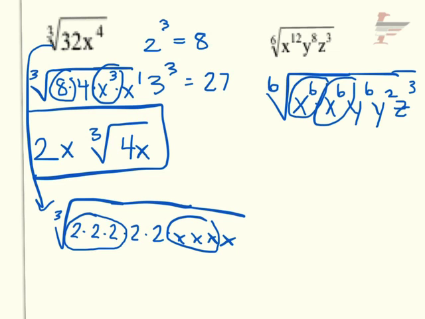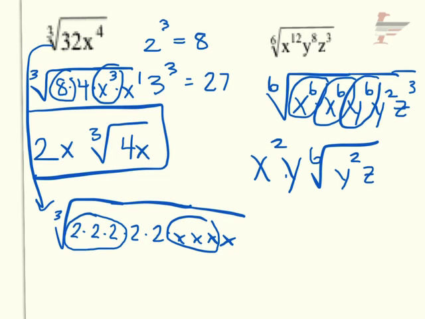So here I'm going to bring out a 6th and another. So I'm going to bring out an x and another x, which will be x squared. Here I have a 6 with my y's, so I bring one of them out. And then inside my 6th root is everything that's left over. So y squared and z cubed.